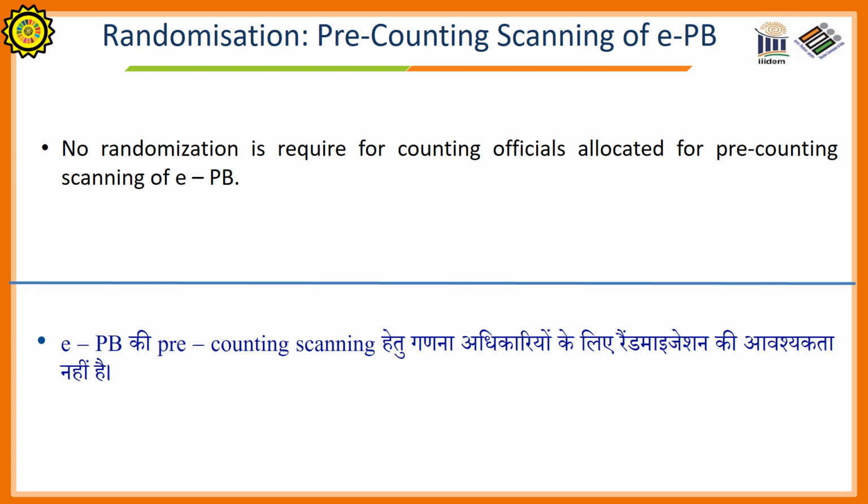Randomization of staff engaged in pre-counting scanning of EPB. No randomization is required for counting officials allocated for pre-counting scanning of EPB. EPB means e-postal ballot, that is, the postal ballots we receive through the ETPBS system.